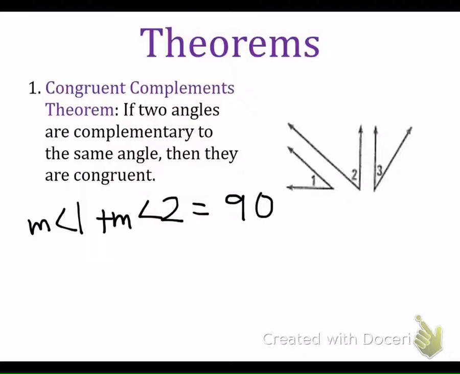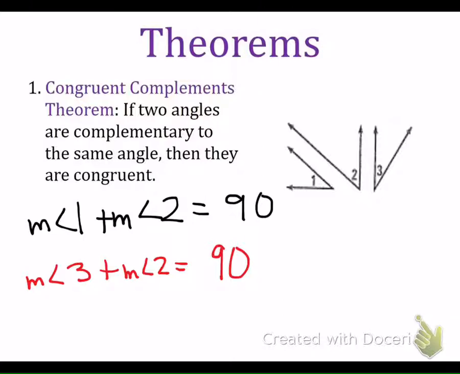Hi, need you to quiet down. Thanks. Okay, so 1 and 2 are complements. That means their measures add to 90. Everybody's still with me? Okay, in this scenario that's on the board, angle 3 and angle 2 are also complements. So this theorem says that if two angles are complementary to the same angle, they must be congruent to each other.